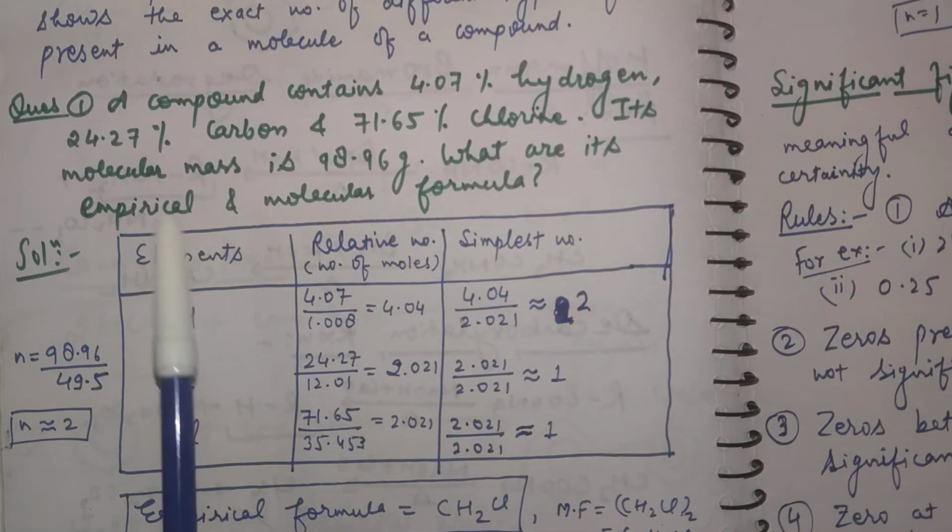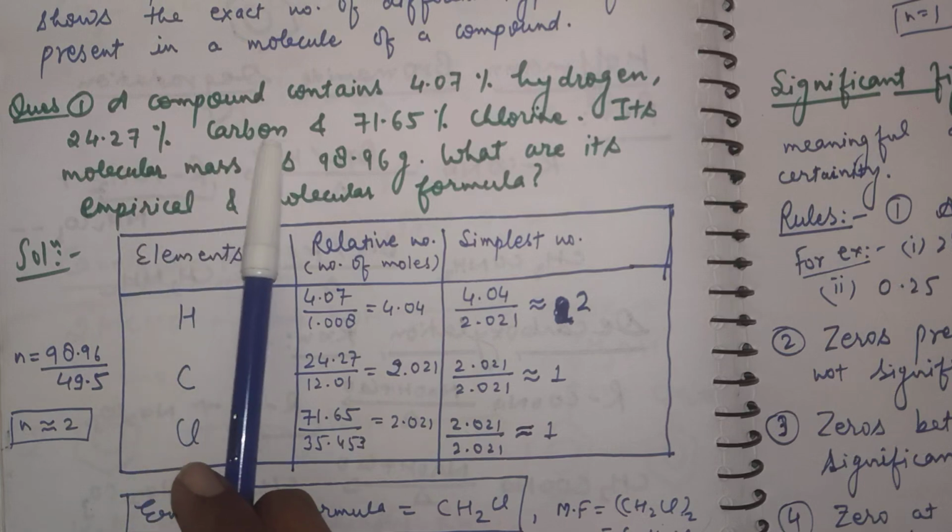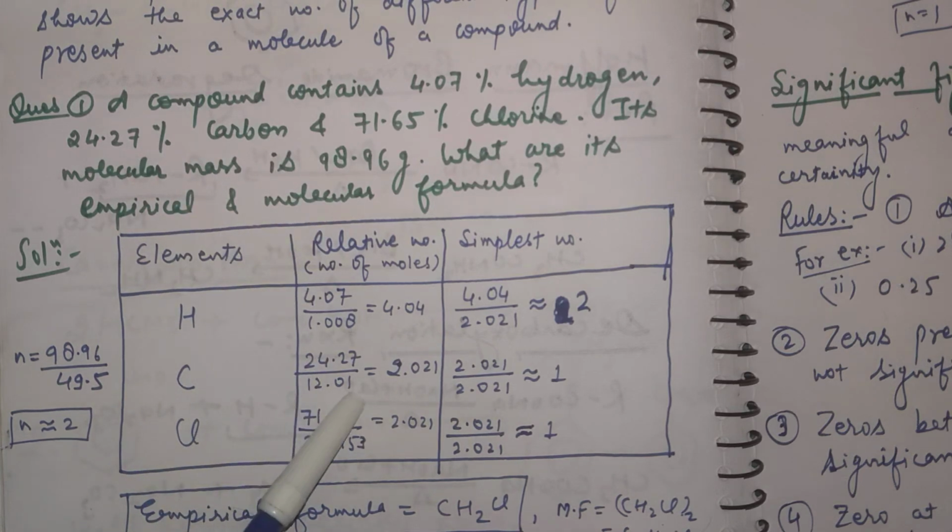Now for carbon, we take the 24.27% abundance divided by 12. The exact mass is 12.01, but you can use 12. After solving it you will get 2.021. For chlorine, the percentage abundance given is 71.65, divided by 35.453. If you do not take 35.453, then take simply 35.5, because rounding to one decimal place gives 35.5. By calculating we will get 2.021.